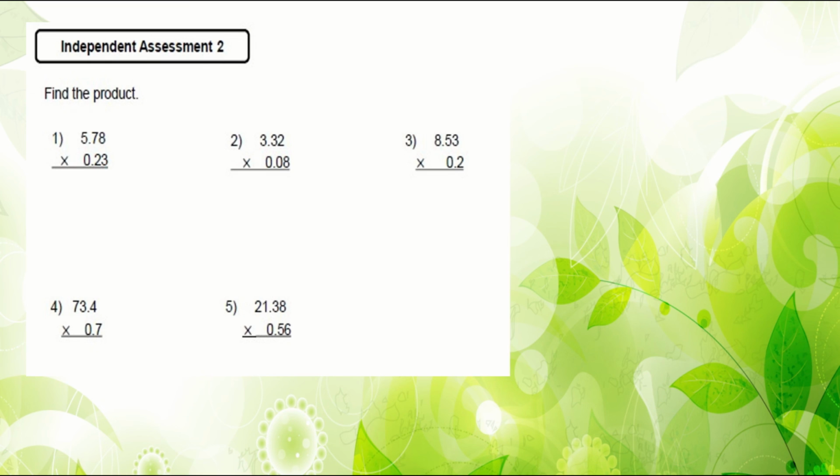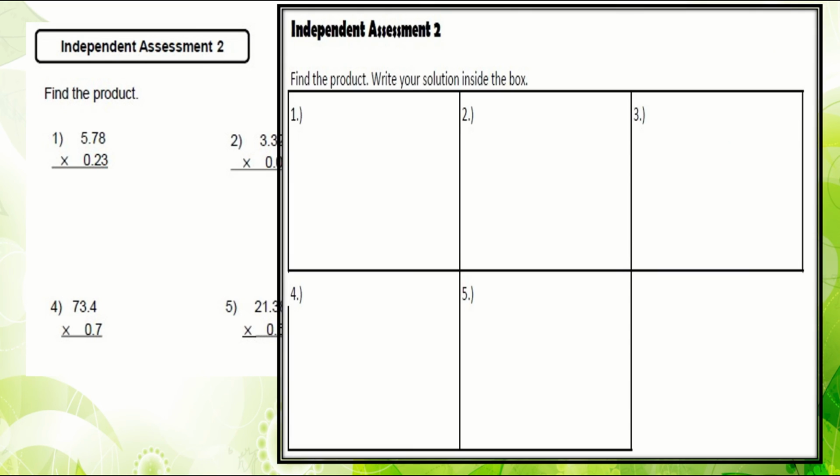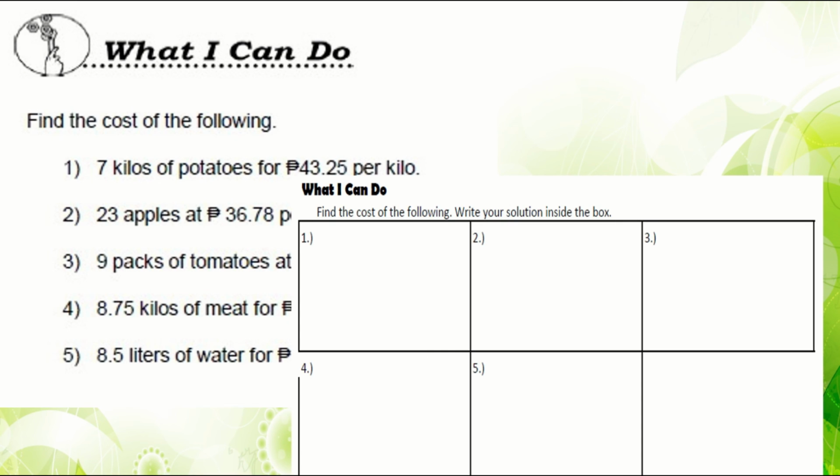With independent assessment 2, you're going to find the product. So you will write your solution inside the box as well as your answer. So I won't give you any more example of this. Marami naman tayong na-solve. So for what I can do, find the cost of the following. So you're going to solve it. We have 43 pesos and 25 centavos times 7.